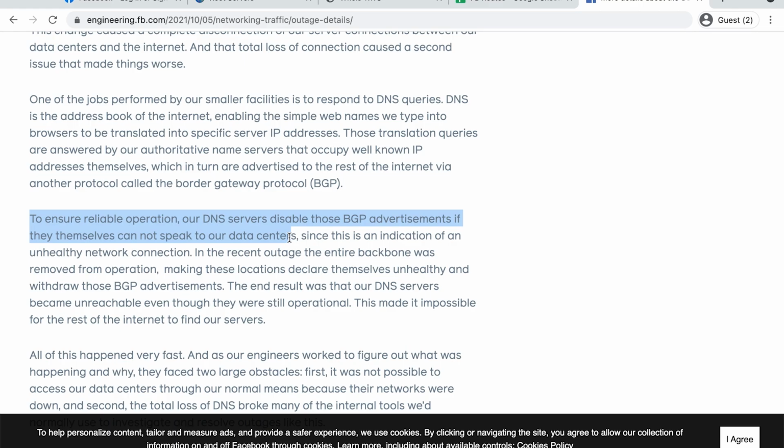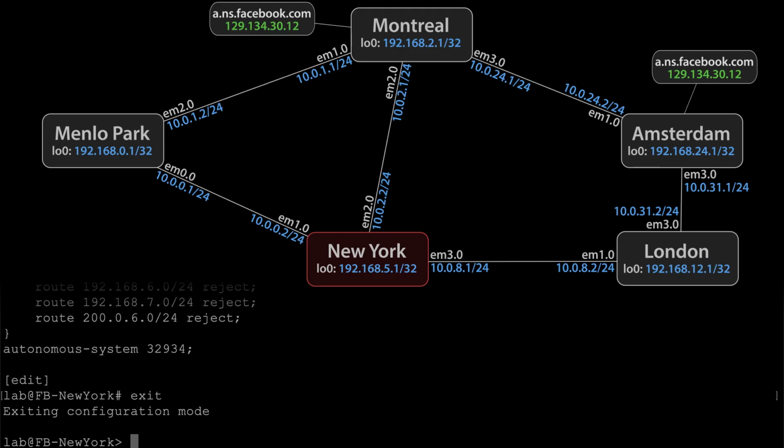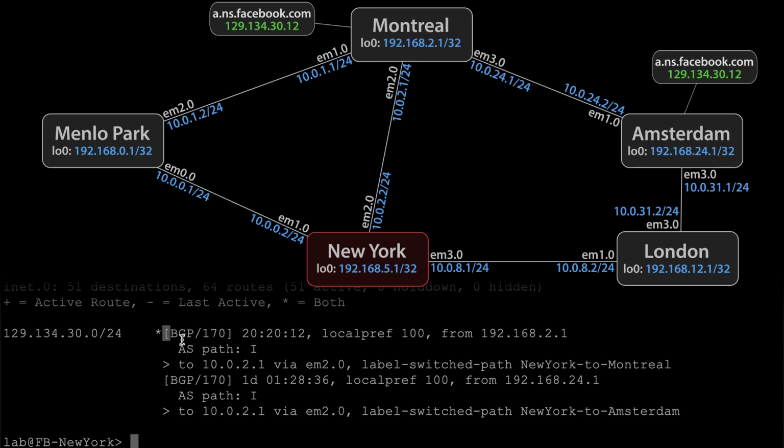So let's hop back to my simulated Facebook network here. And remember, we've got two DNS servers with address 129.134.30.12. One is in Montreal and one is in Amsterdam. And if we look at the route to that address on any of the other routers, say in New York, that route has two different paths, one to Montreal, one to Amsterdam, so one to each server. So if one of those servers decided it was having problems and disabled BGP advertisements about itself, as Facebook says that they do, then the other one's still there.